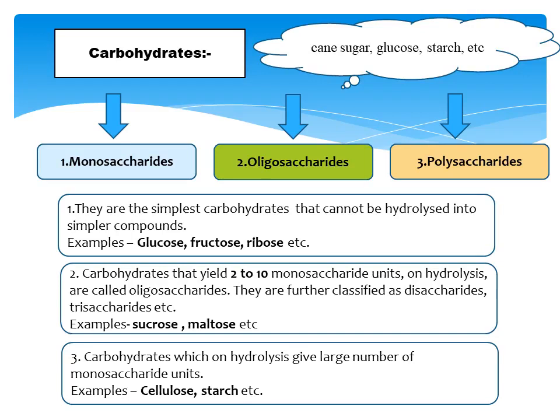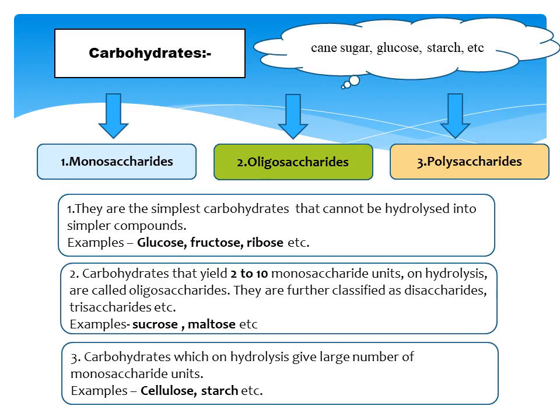The next one is the oligosaccharide. In this type of carbohydrate, we can easily break it down into 2 to 10 monosaccharides. That is, it contains 2, 3, 4, 5, etc., up to 10 monosaccharides, and by hydrolysis we can break it. The examples are sucrose, maltose, etc. Also lactose as well, isn't it?